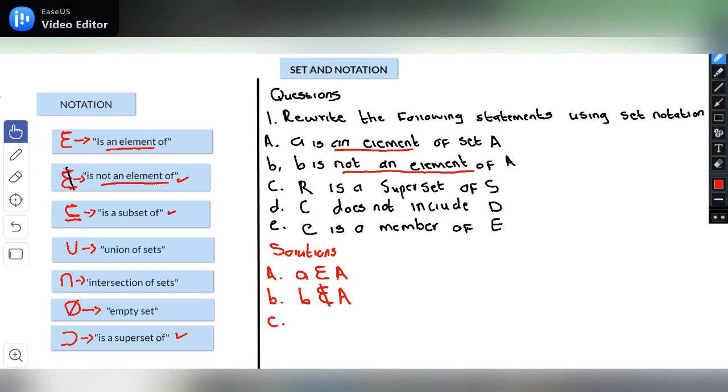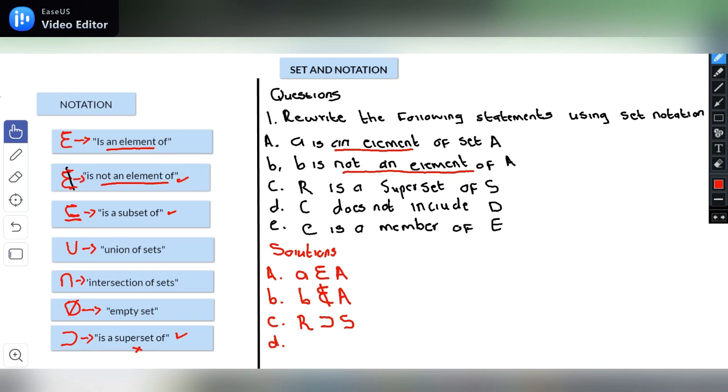C says the set R is a superset of set S, right? Therefore set R is a superset of set S. Where is the symbol of superset? Here is the last symbol. Is a superset of, and here it's a superset of. So meaning we're going to have R, but you need to be careful now because it's R is a superset of set S. Therefore our symbol is going to open this side. Then we have S. That's how we write it.